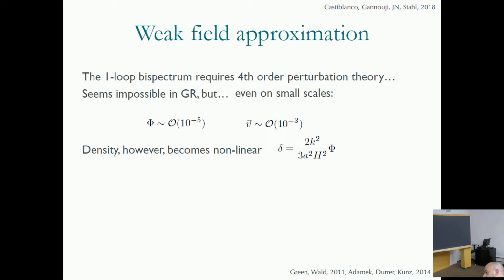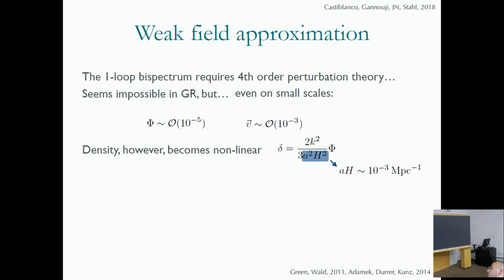And notice the following, that even here, even on Earth, the gravitational potential is very small. It's of the order of 10 to the minus 5. So even when you go to a very nonlinear structure, even like Earth, the gravitational potential is always very suppressed. And velocities are always 10 to the minus 3. Otherwise, we would have discovered relativity hundreds of years earlier. So even in very nonlinear objects, velocities and gravitational potentials are suppressed. Density, however, becomes nonlinear, as you know very well.